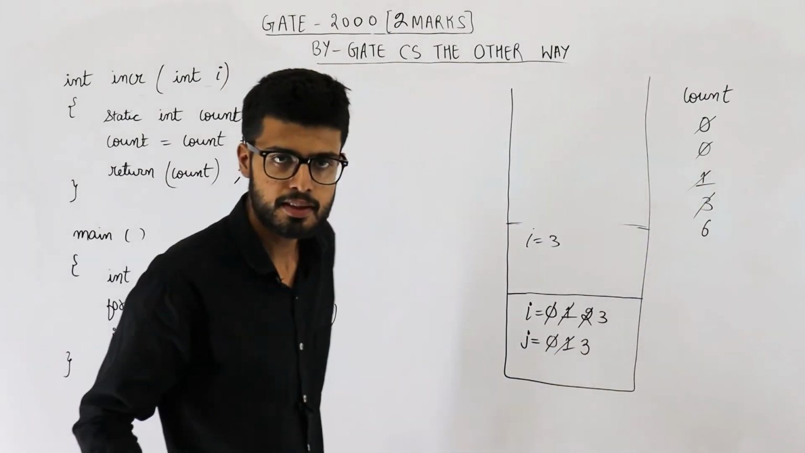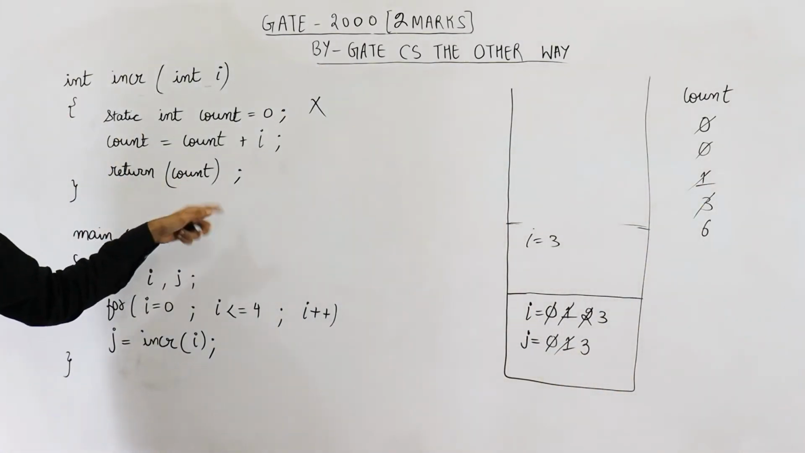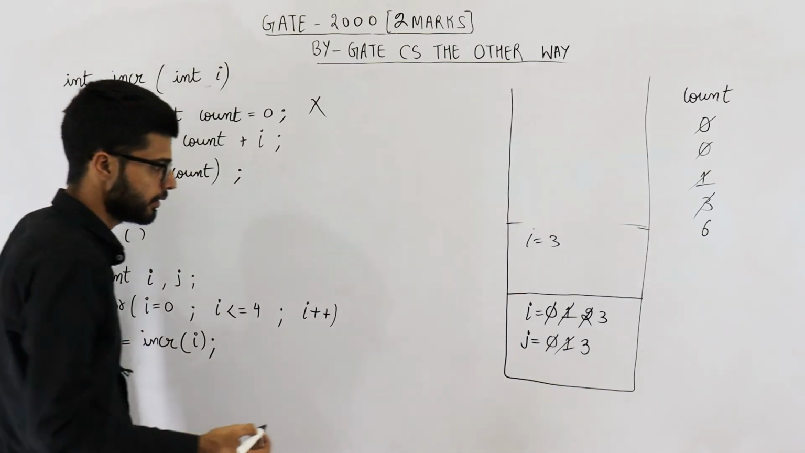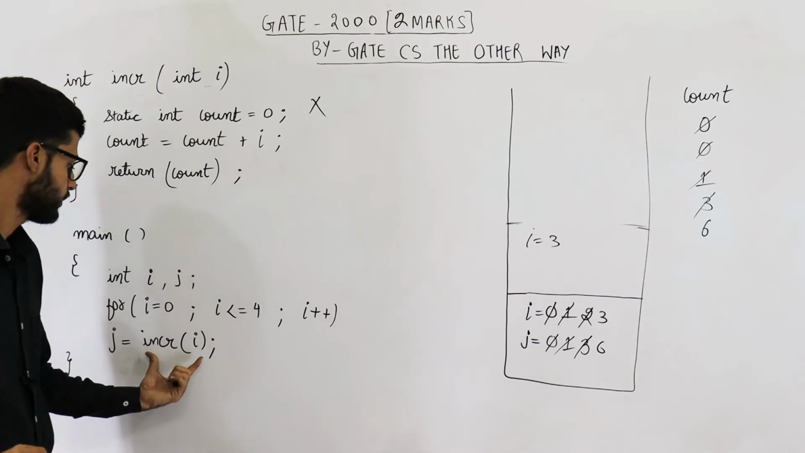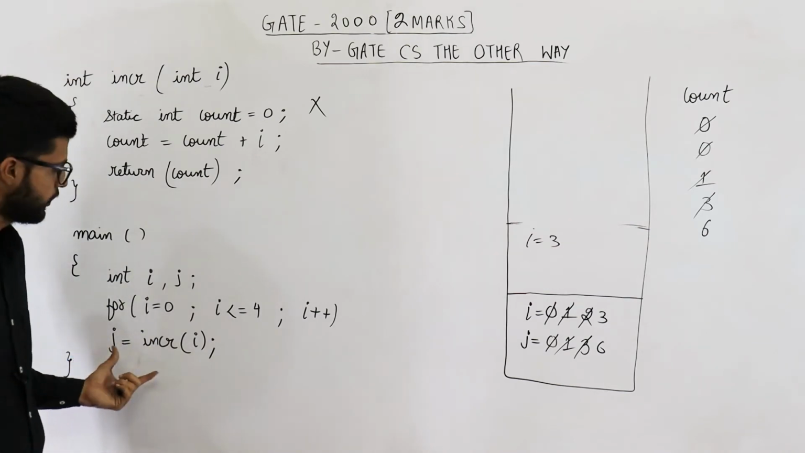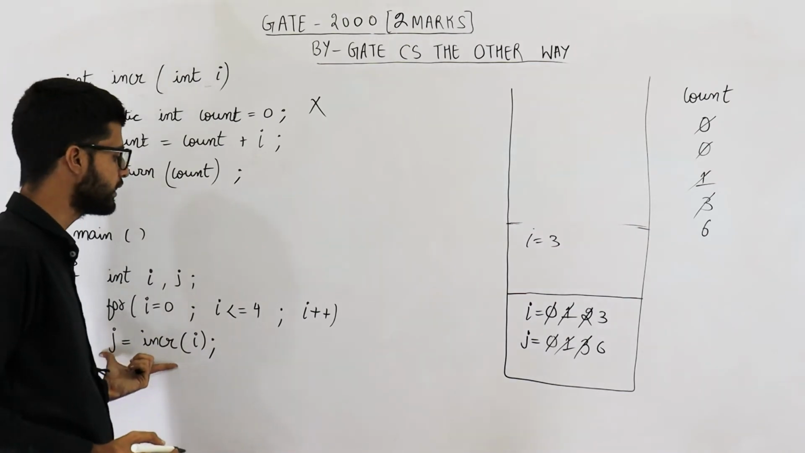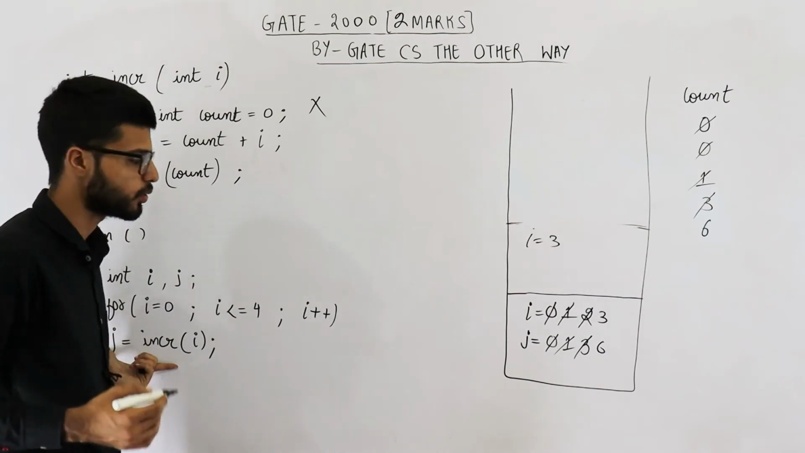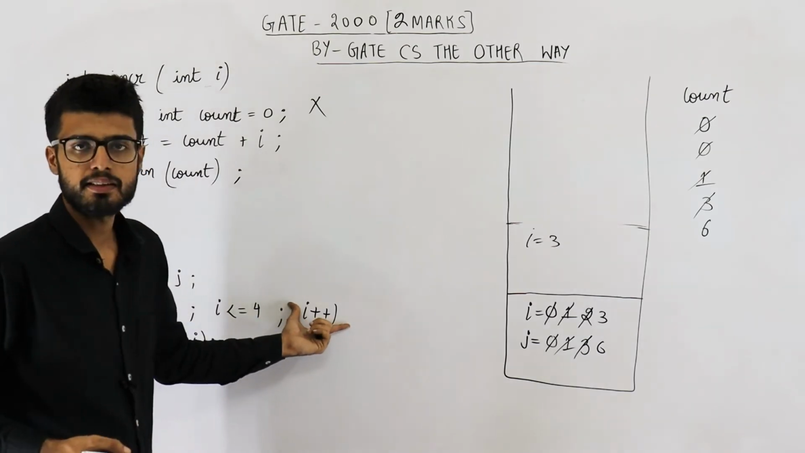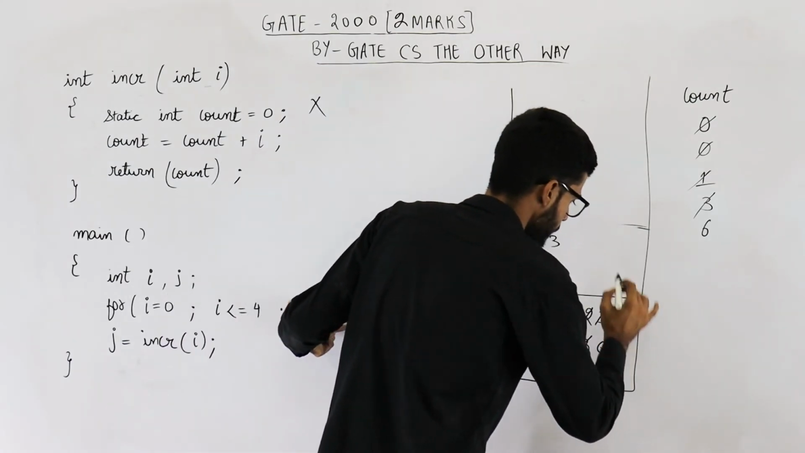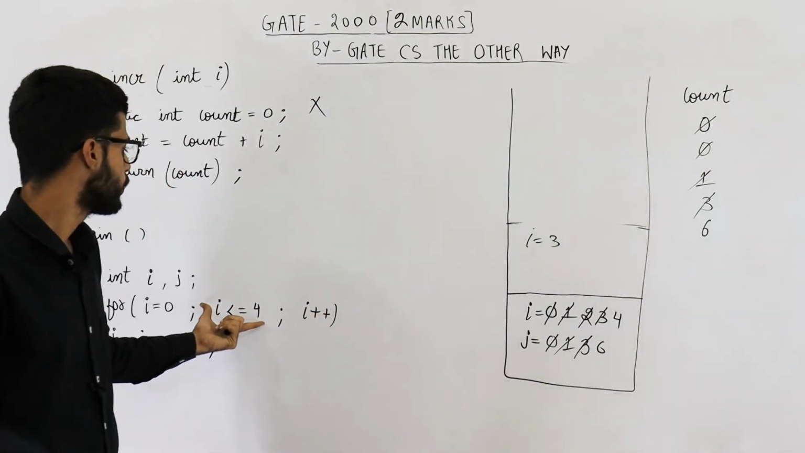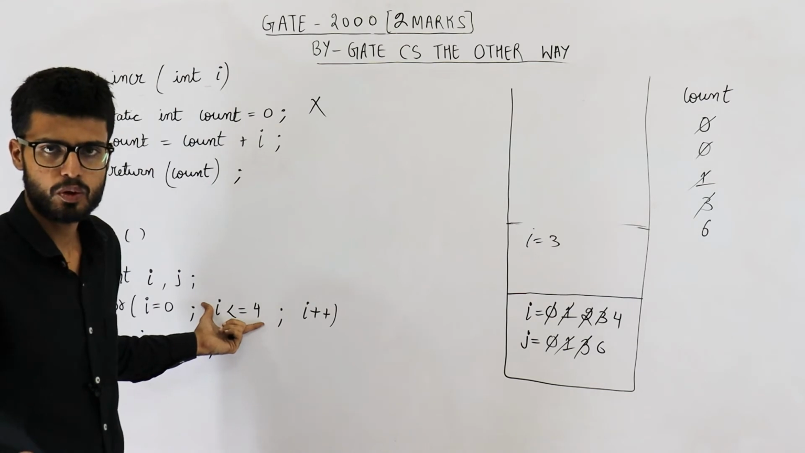And what happens? The next line is return count, so 6 is returned. That means j is now updated to 6. The return value is assigned to j. Now the body of the loop is completely executed for i equal to 3. Update this value and make it 4. Now i becomes 4. Again check if the loop condition is true. 4 is less than or equal to 4 is true.